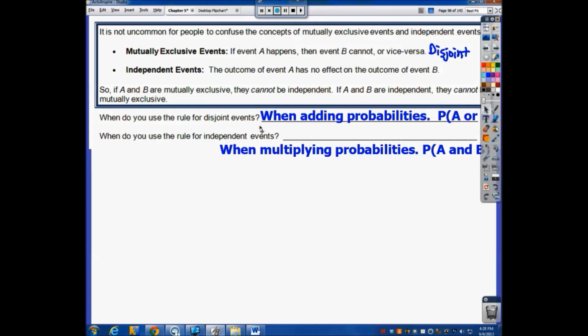When do you use the rule for disjoint events? Is when we're adding probabilities, which means we need to see an or. And when do we use the rule for independent events? Is when we want to multiply. And our key word here is and.